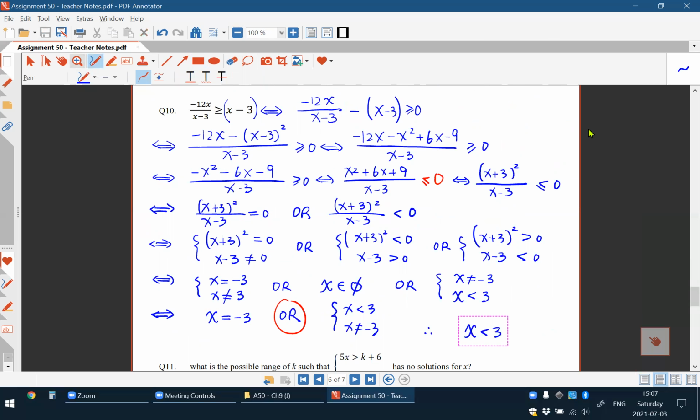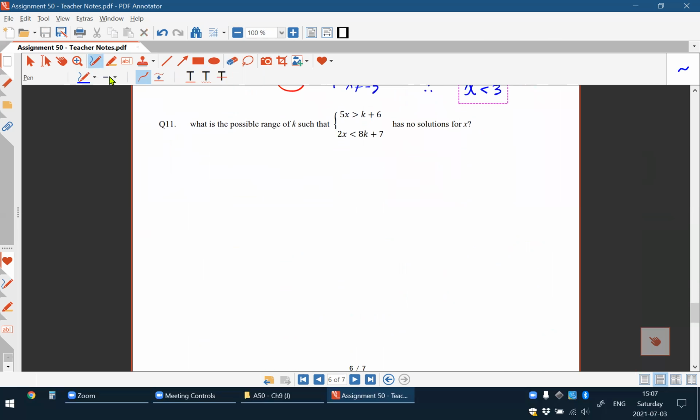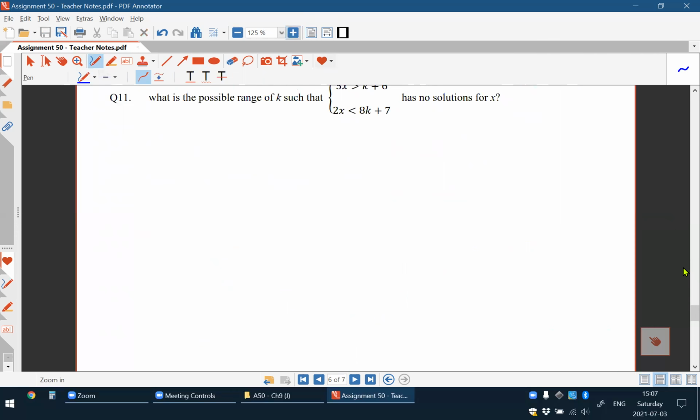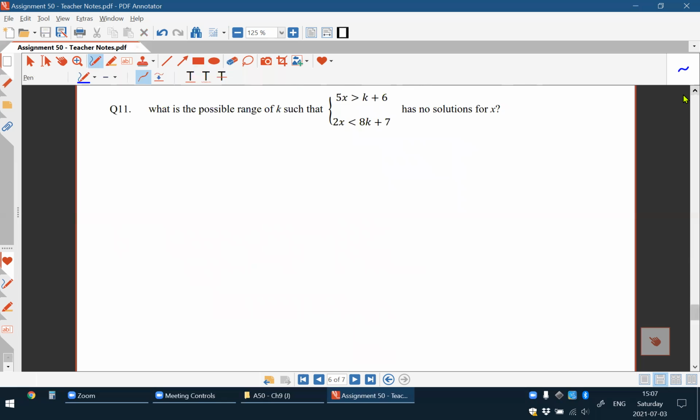No? All right, let's see question 11. Question 11 is of a different type. It asks what is the possible range of k such that this system of inequalities has no solutions for x. For such a question, usually we can solve the original inequalities first.